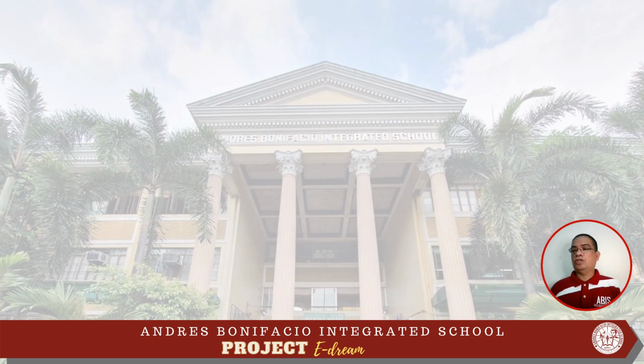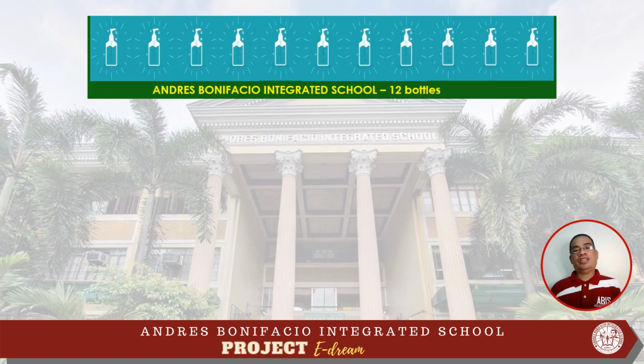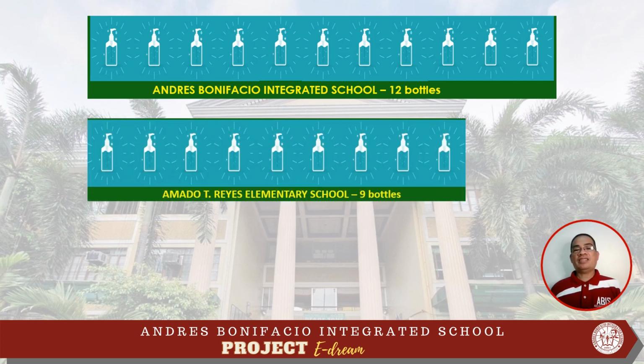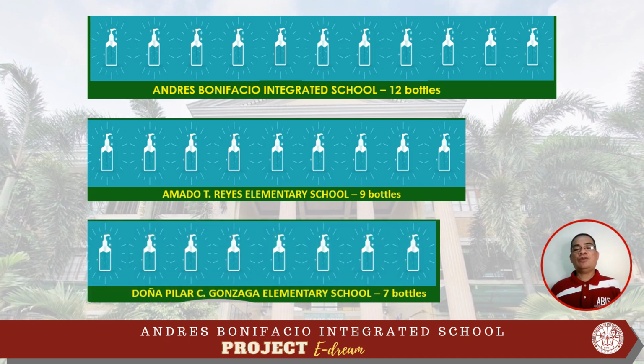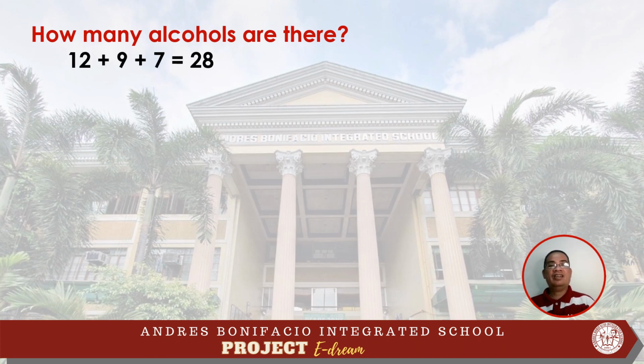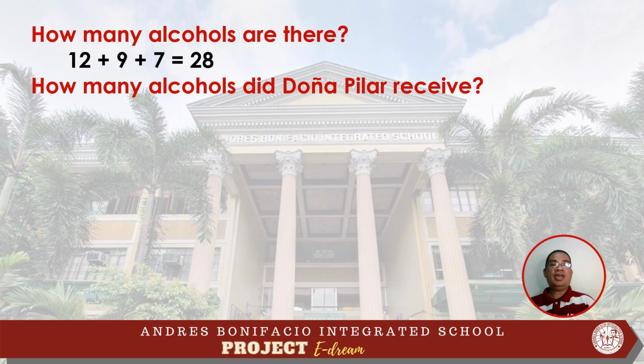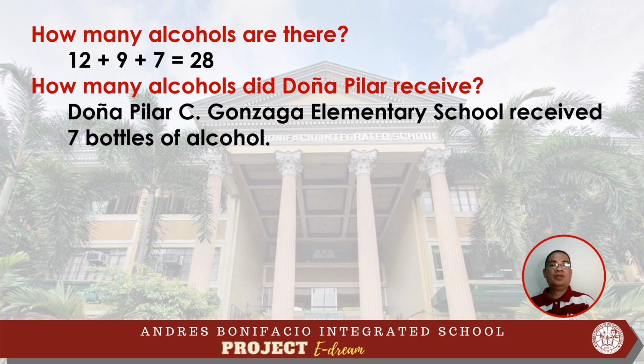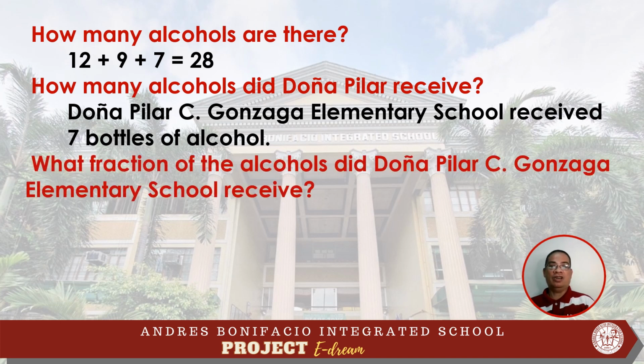Look at the following figures. Andres Bonifacio Integrated School received 12 bottles of alcohol. Amado T. Reyes Elementary School received 9 bottles of alcohol. And Doña Pilar C. Gonzaga Elementary School received 7 bottles of alcohol. How many alcohols are there? So, 12 plus 9 plus 7 is equal to 28. How many alcohols did Doña Pilar receive? Doña Pilar C. Gonzaga Elementary School received 7 bottles of alcohol.